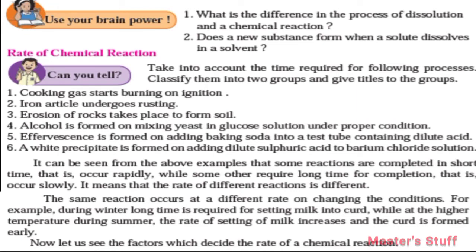If we change the conditions required for the reaction, the same reaction may occur at a different rate. For example, during winter, a long time is required for setting milk into curd, while at the higher temperature during summer, the rate of setting of milk increases and the curd is formed early. Now, let us see the factors which decide the rate of chemical reaction.